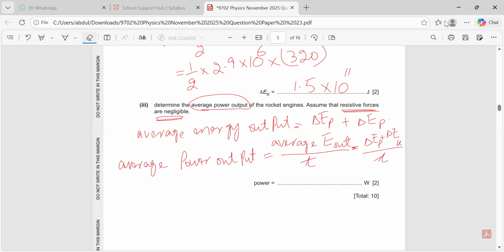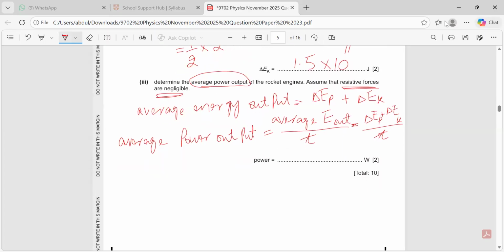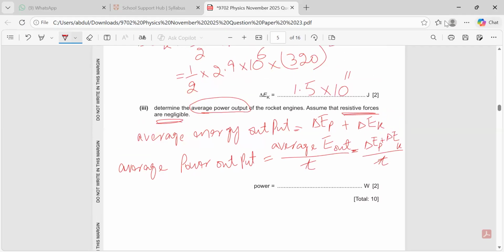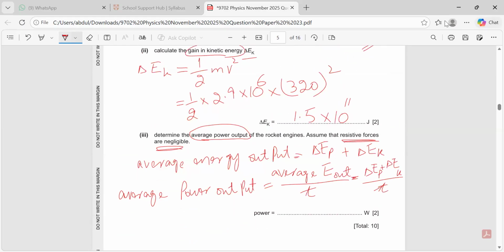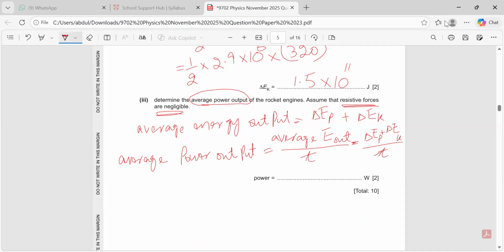And here I made a blunder. I wrote P twice. No, it should be EK. Now the values are with us. Time is with us. We will place the values and we will get the answer. So what is the potential energy? That is, my dear friends, 9.1 times 10 raised to the power of 10.